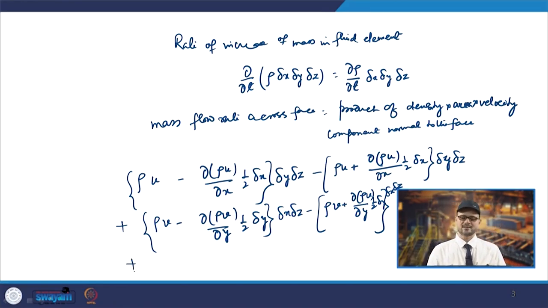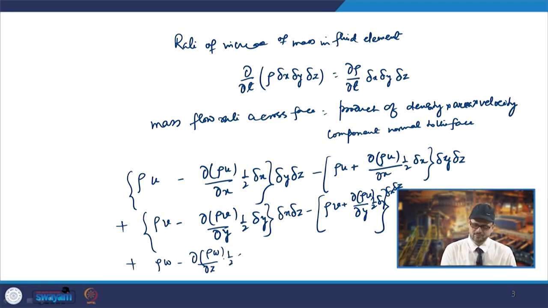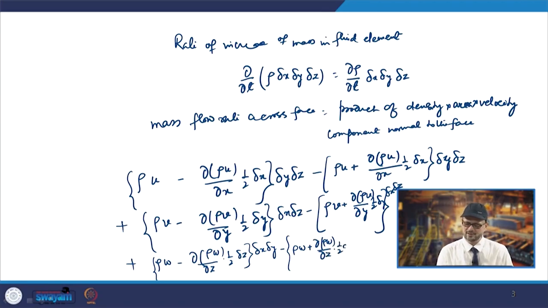For the z component, w will be coming. So you will have ρw minus ∂(ρw)/∂z multiplied by half of δz, multiplied by δx δy. Similarly, you have ρw plus ∂(ρw)/∂z times half of δz, multiplied by δx δy. So this is basically the net mass flow rate across the faces.